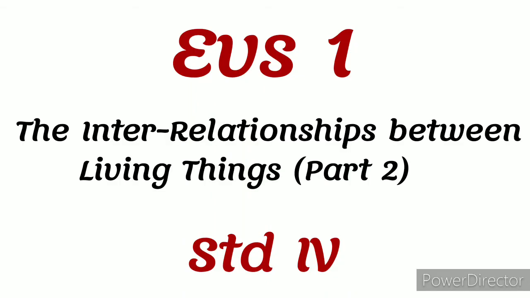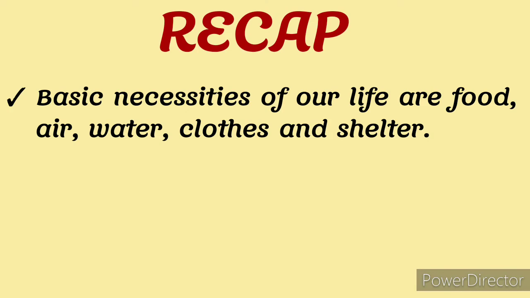Hello, children. Welcome back. Let us continue with our EVS lesson, the interrelationships between living things. But before we continue, let us have a quick recap of what we learned in the first part of the lesson. Basic necessities of our life are food, air, water, clothes, and shelter.